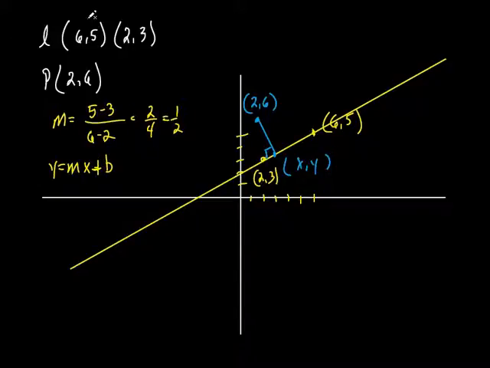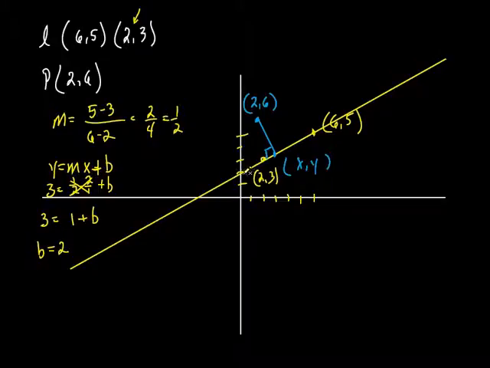So we could use either one of these points. Let's use the smaller one. Let's use this (2, 3). It doesn't make any difference. So 3 equals m, which is 1/2, times x, which is 2, plus b. Now, it works out nice and easy. No fractions or anything, right? What's half of 2? It's a 1, right? And then you subtract a 1. What is b? It is 2.